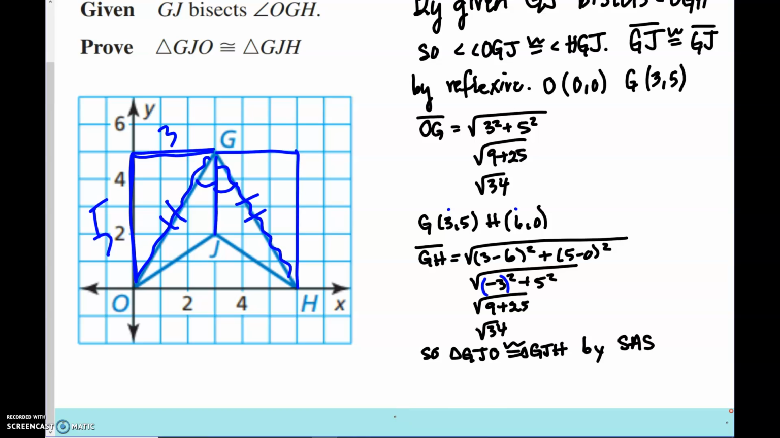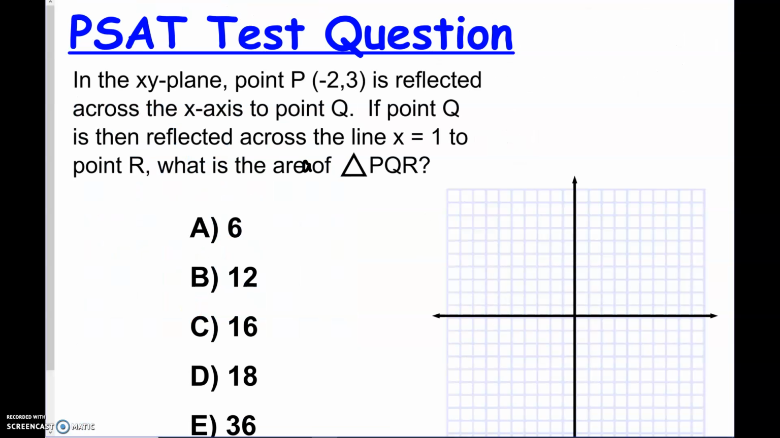Okay, one last thing we're going to go over here is a PSAT question. I don't know if they're doing that too much at the high school, but this is a kind of question that you could get on your ACTs or something like that. So we're just going to go through this since it is relevant to what we're talking about.